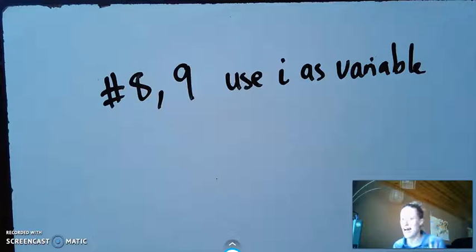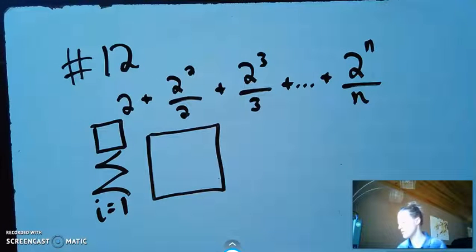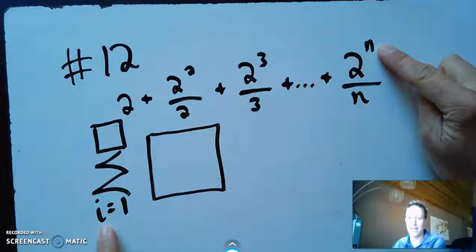They want you to use I as the variable. It says it in the directions, but we're kind of used to using N's or K's. But they want I's, so make sure you use the right letter, otherwise it gets picky. Okay, so number 12 is a little different because there's a lot of letters going on. So there's I's and there's N's also.